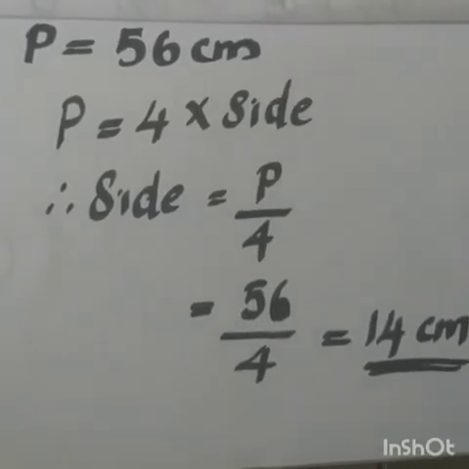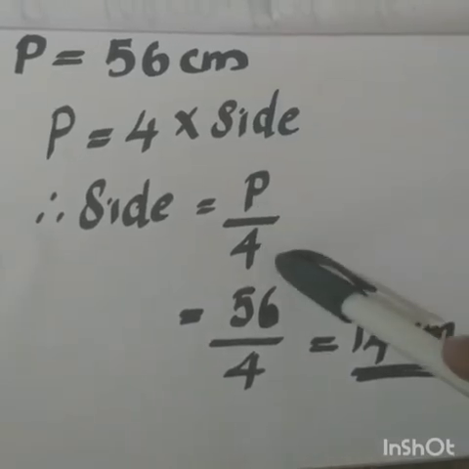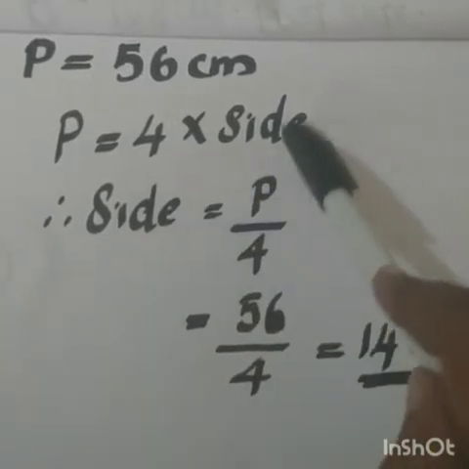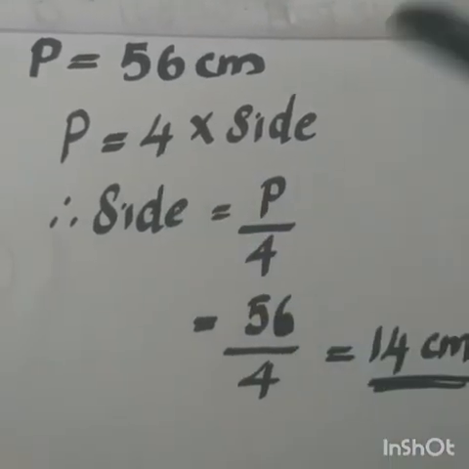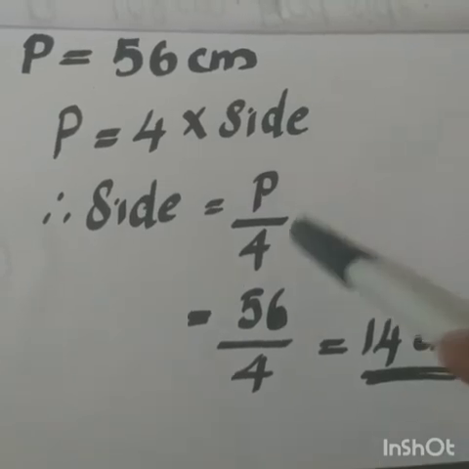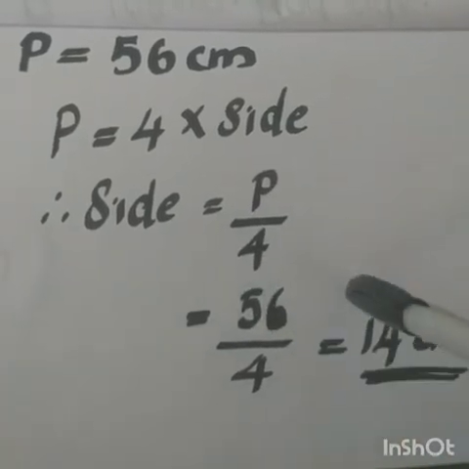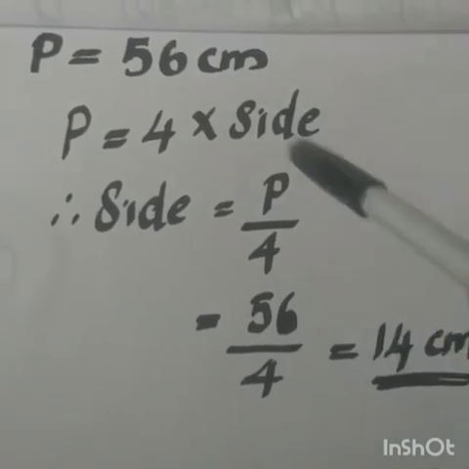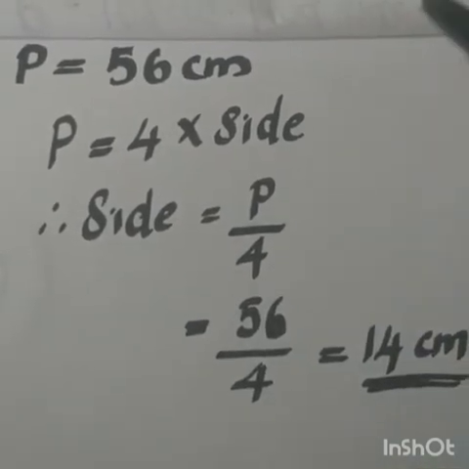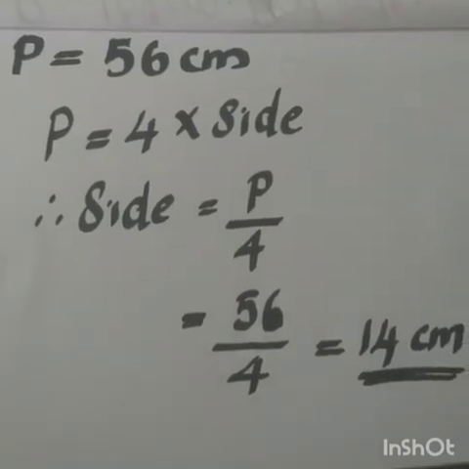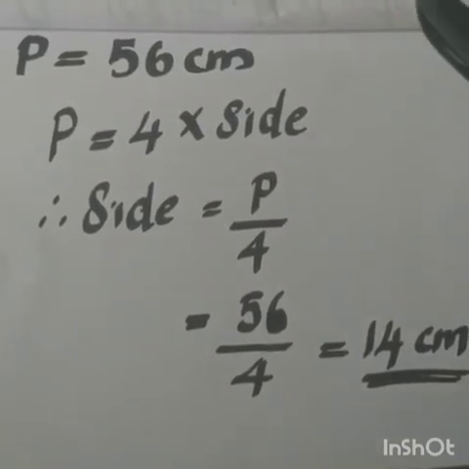Now in reverse order, if side is given, how do we find the perimeter? Multiplying 4 into side. So both ways the questions may be asked. Maybe side is given and you have to find the perimeter. In the other way, perimeter is given and you have to find the side. This is the case of a square. Now in the case of a rectangle, if length and breadth are given, you have to find the perimeter. What is the perimeter of a rectangle? 2 into (length plus breadth).